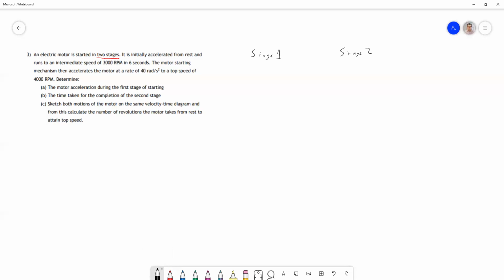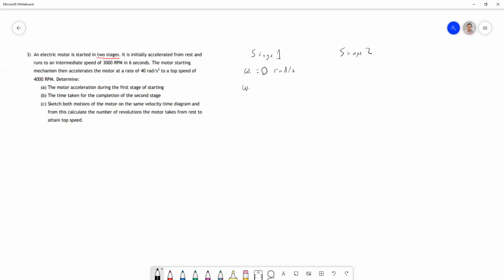We're told in the next sentence that it is accelerated from rest and runs to an intermediate speed of 3000 RPM in 6 seconds. So we're given a time and we're given angular velocity: a starting velocity and a final velocity for this stage. We can write down these pieces of information. We know that omega-1, our initial velocity, is equal to 0. Now when something's 0, we can choose which units we use, because 0 radians per second and 0 RPM are both 0. So we can say this is in radians per second already. These are the units that we need to use for this question.